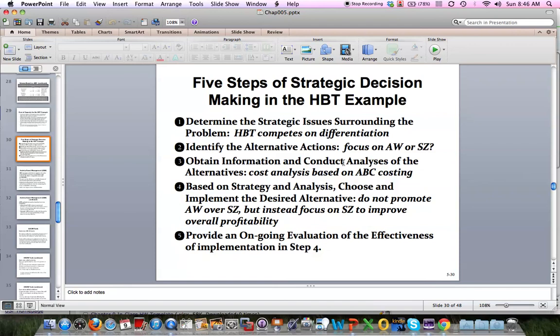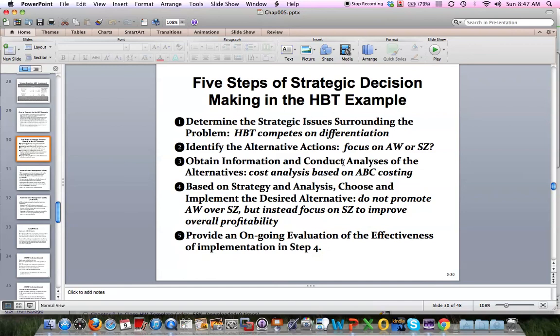Okay, so question 4 then, based on the strategy and analysis, choose and implement the desired alternative. Okay, so basically we know that we're competing on differentiation. Step 1. Step 2 is what should we focus on? And the answer so far would say we should focus on SZ because it's more profitable. Question 3 is we can definitely believe the ABC numbers are more accurate than the volume based. Step 4 then is what should we do with all this? What can be done based on knowing this information? And so obviously not promoting AW over SZ would be one, and instead focus on SZ to improve overall profitability. Okay, obviously that's the profitable product, all things remaining equal.